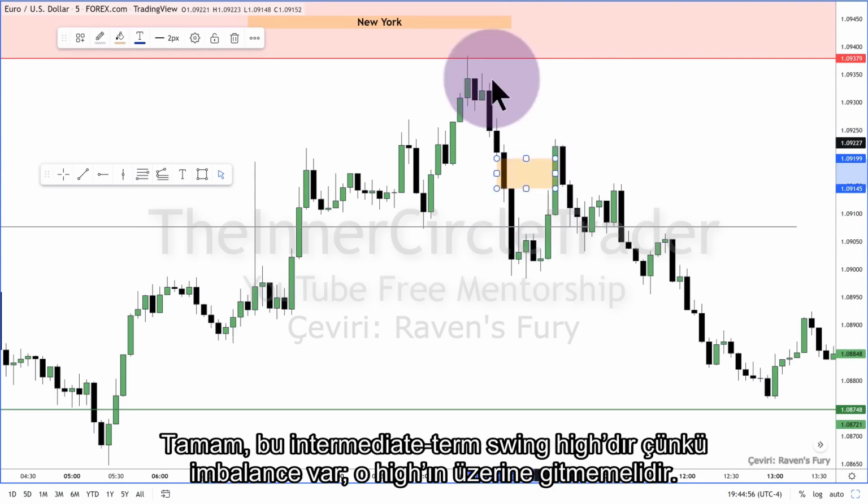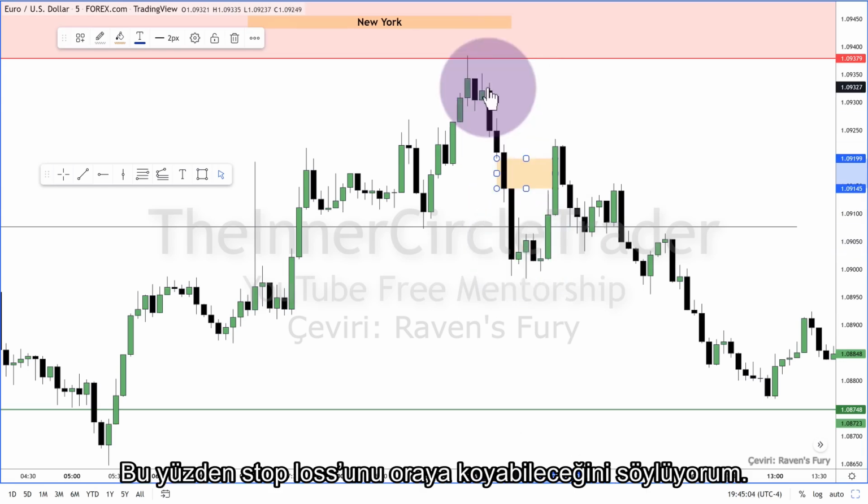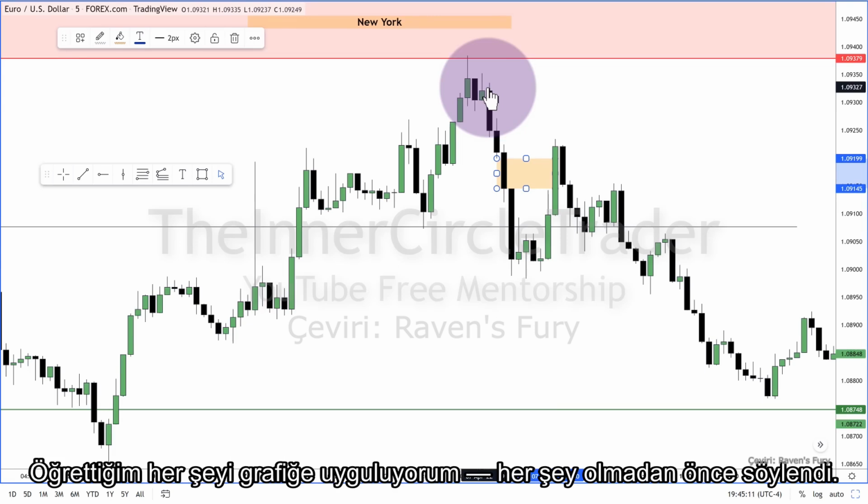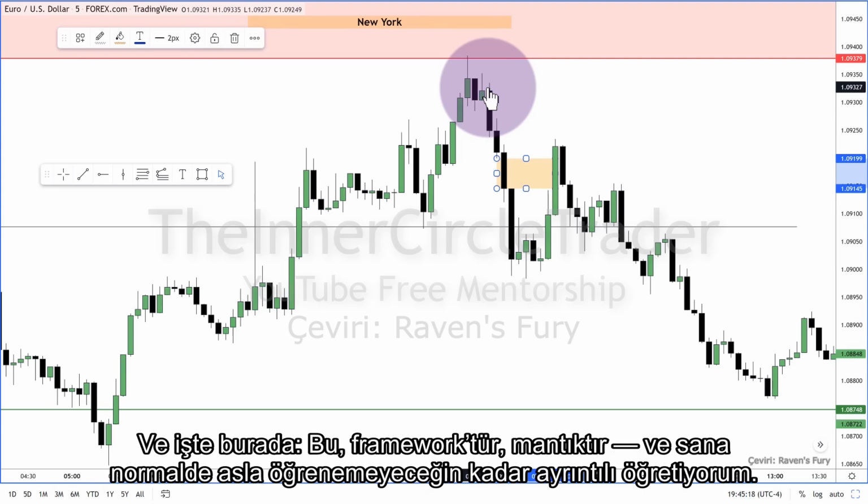So this is an intermediate term high, a swing high, because it has the imbalance. It should not trade higher than a high. That's the reason why I'm telling you, you can put your stop loss there. See how the rules are coming together? I'm not complicating it. I'm literally telling you everything I've taught, and I'm putting it into the chart. Everything was said before it happened. And here it is. It's the framework.